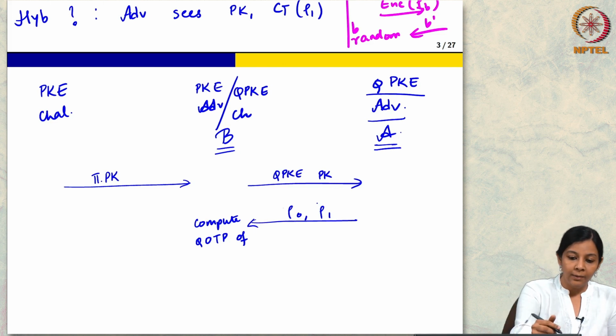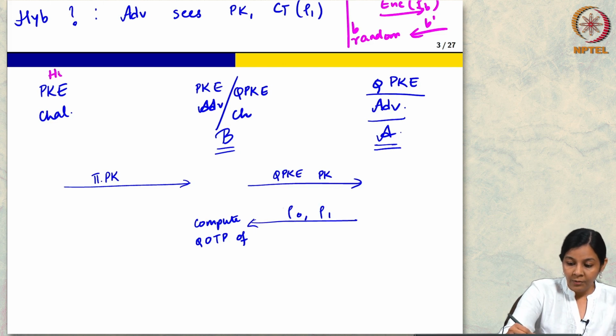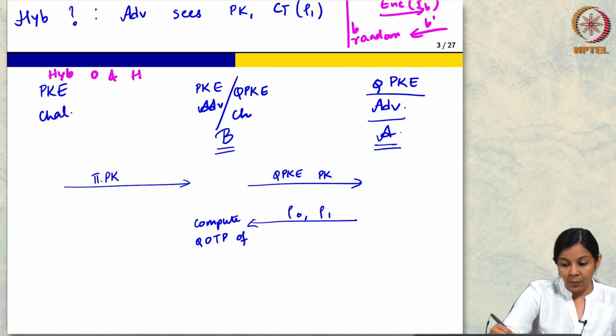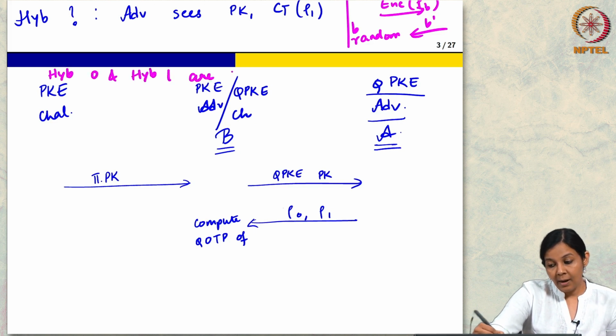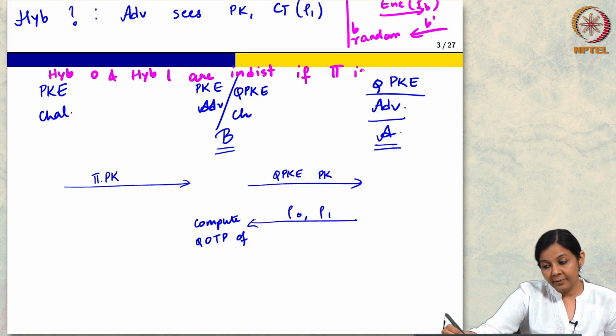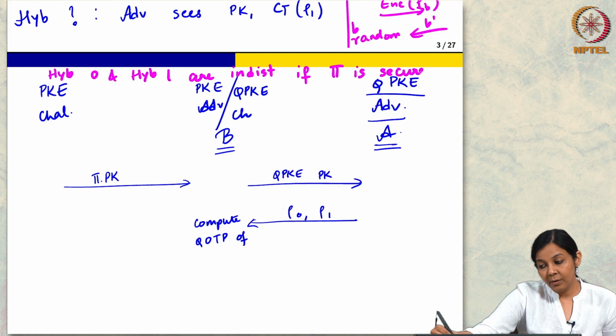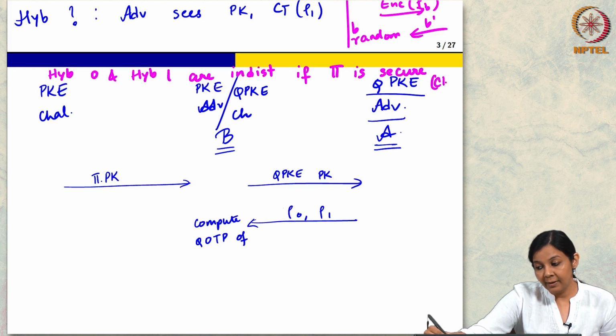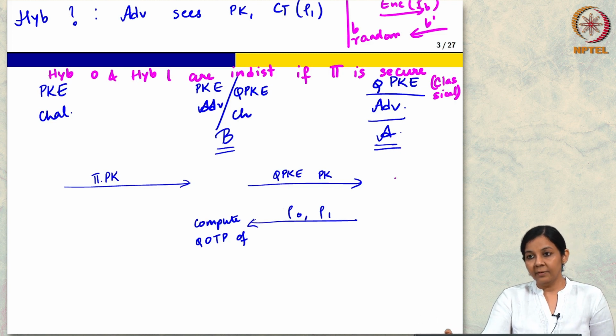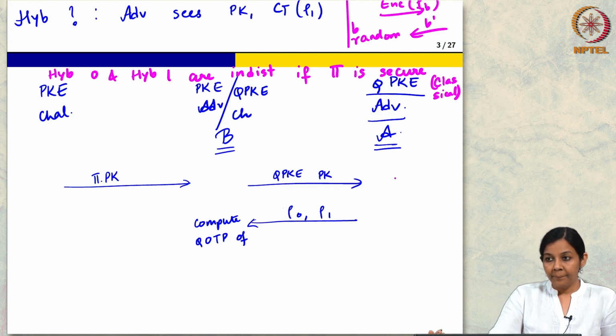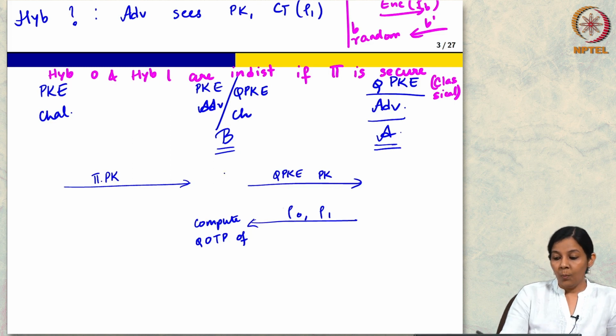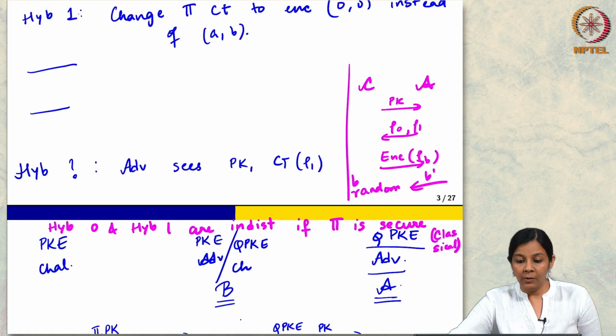Our goal here is to argue that hybrid 0 and hybrid 1 are indistinguishable if pi is secure, and by secure I mean classically secure, because pi is a classical scheme. So, now tell me what B should compute the QOTP of. Remember what hybrid 0 and hybrid 1 are.